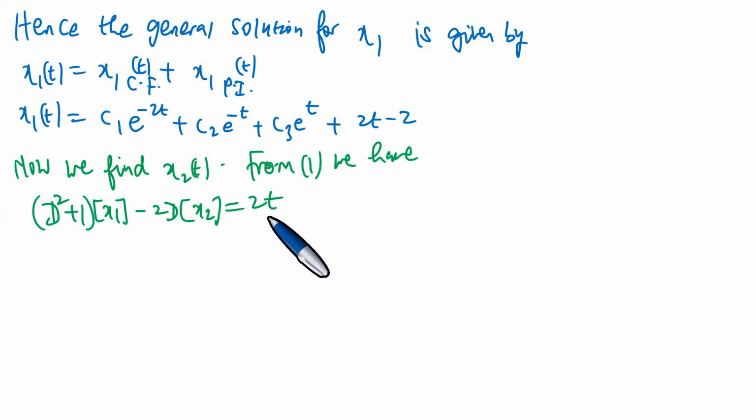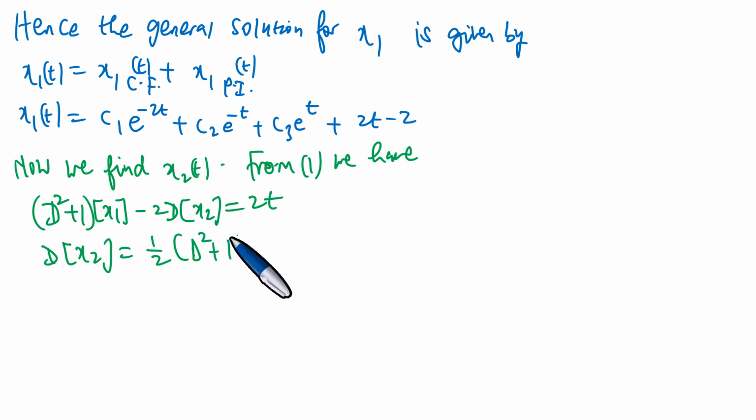Okay, that is equation 1 as it is, but we need to now use one of the equations, any one of them. These are just like simultaneous equations. So we need to use this one, but we want to solve for x2. So to solve for x2, we make dx2 the subject of this equation. We have dx2 equal to 1/2 D squared plus 1 X1, then this one goes to the other side, and this is minus that.